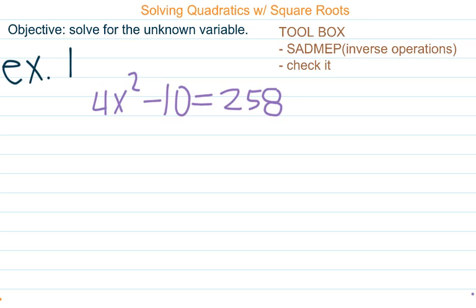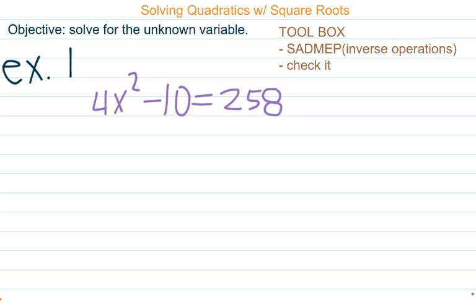The toolbox is basically what the strategies are going to help me to solve this problem. We can use SADMAP to solve any kind of equation. We can use the inverse operations and undo our problem. And then, of course, we can always check it. If we have an answer and we solve for it, we plug it back in and see if our answer is correct, okay? So I'm going to model this example for you all.